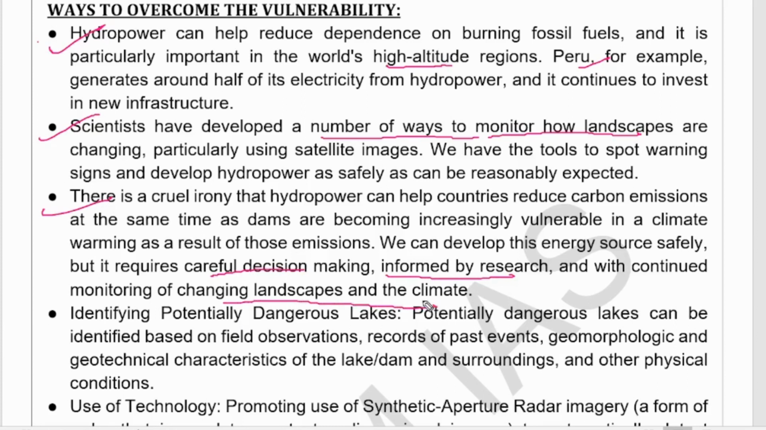Now, another major thing that we have to do in this direction is to identify potentially dangerous lakes. Like I said, scientists have developed various tools to spot the landscapes which pose danger to the life around them. And potentially dangerous lakes can also be identified with the help of field observations, records of past events, geomorphologic and geotechnical characteristics of the lake, dam and surroundings, and other physical conditions.